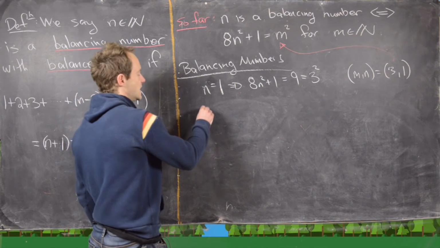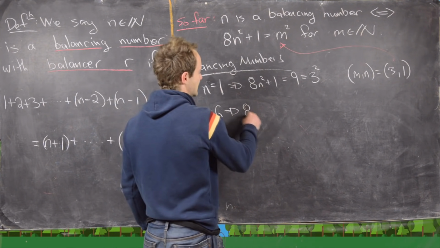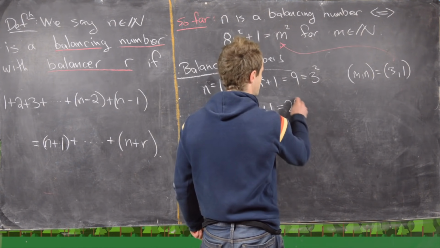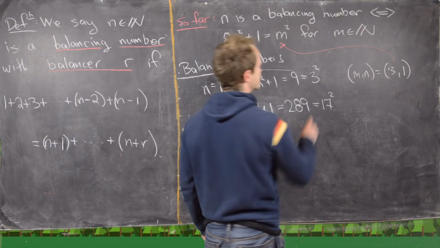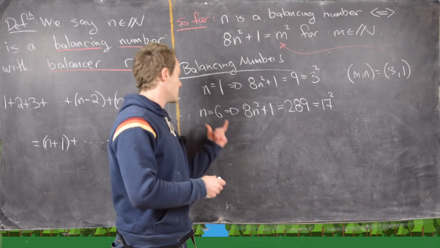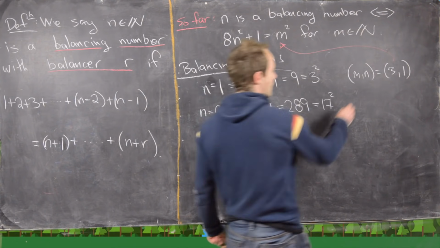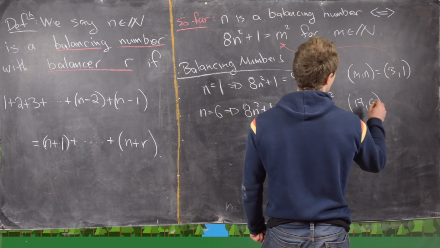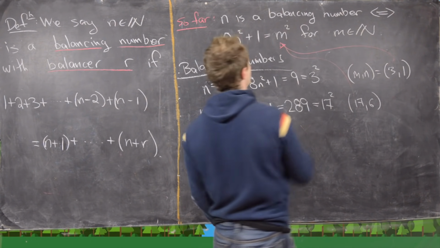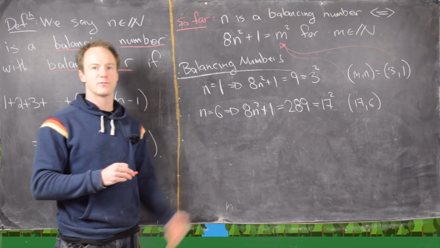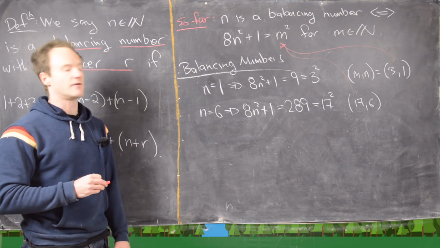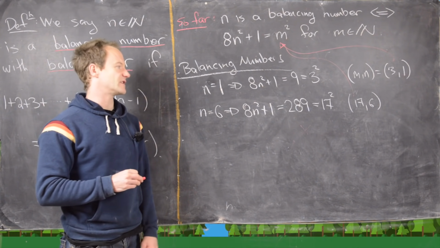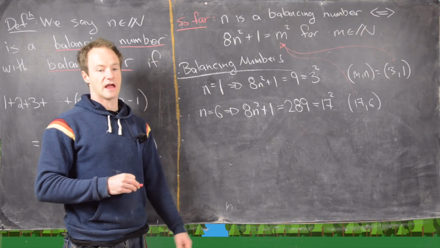Okay, and so now next, if n is equal to 6, that makes 8n² + 1 equal to 289, but that's equal to 17². And so you can check that. So remember, n equals 6 was a balancing number, and that corresponds to a solution to this equation of (17, 6), which again, the m value of the solution is not really super important for the balancing numbers, but it is important for solving this equation. Okay, so now the next thing I want to do is move to classify the solutions to this equation. So I'll clean up the board and then we'll get to that.